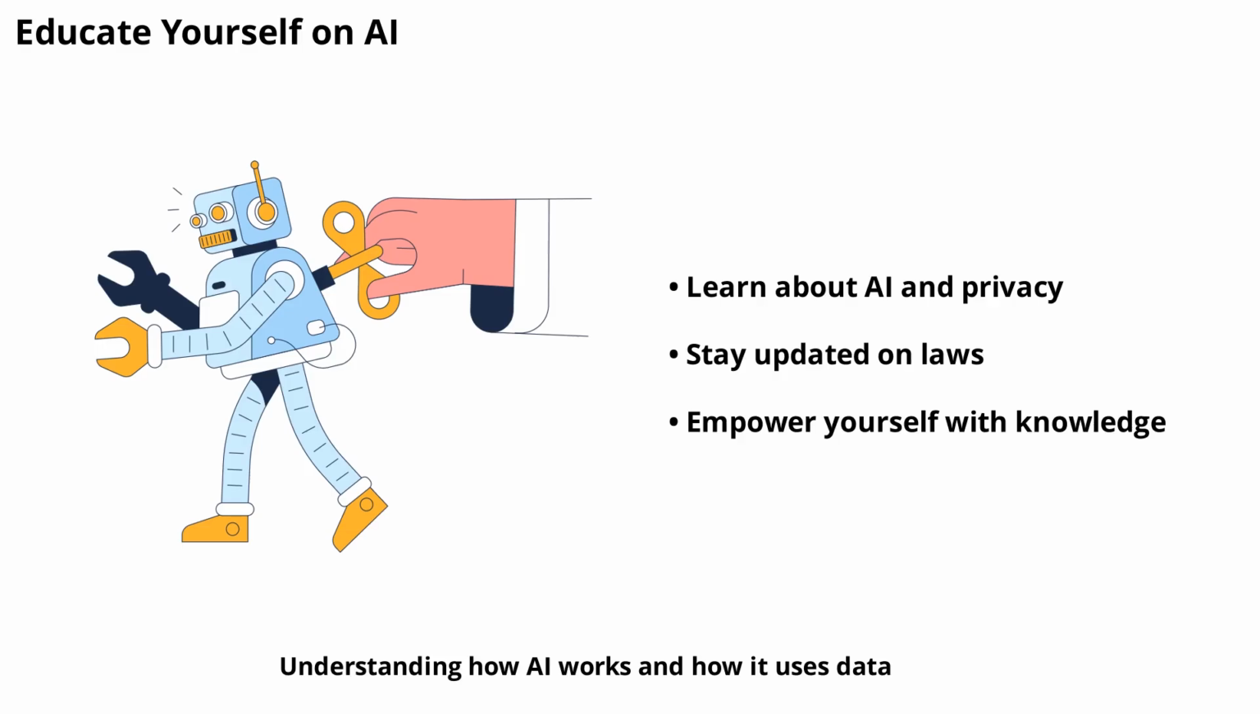Understanding how AI works and how it uses data empowers you to make better decisions about your privacy. Stay informed about new developments in AI and data protection laws. Follow trusted sources, attend webinars, or read articles on the topic. The more you know, the better you can protect yourself from having your data used without your consent.